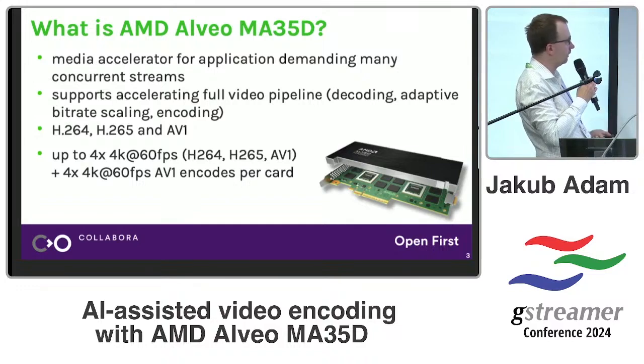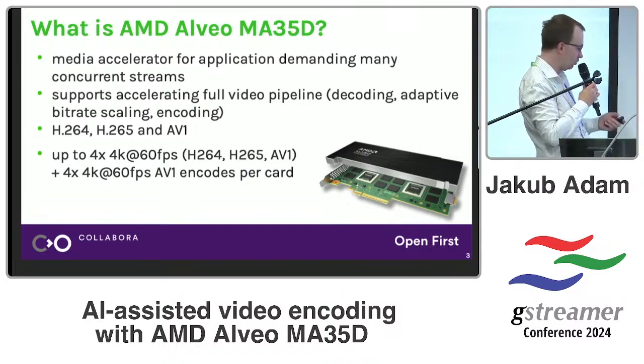It can give you up to 4 different 4K streams at 60 FPS for H.264, H.265 and AV1, and it also features a separate engine for AV1. So in that case, you can go up to 8 4K streams. If you want to do some lower resolution like 1080p, you can do 16 streams in parallel and so on.